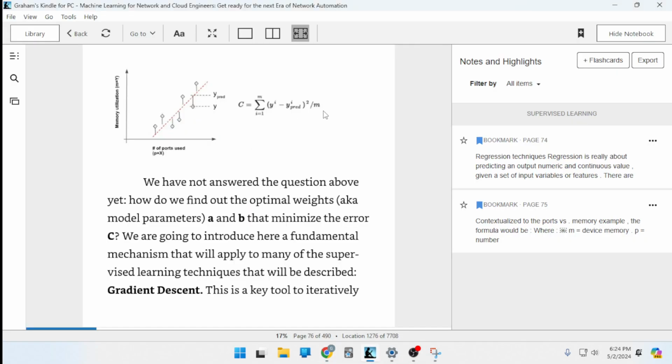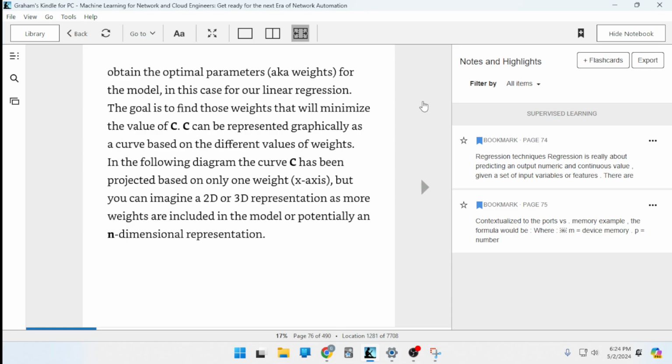All right. We have not answered the question above yet. How do we find out the optimal weights, aka model parameters, A and B, that minimize the error C? We are going to introduce here a fundamental mechanism that will apply to many of the supervised learning techniques that will be described. Gradient descent. This is a key tool to iteratively obtain the optimal parameters, aka weights, for the model.